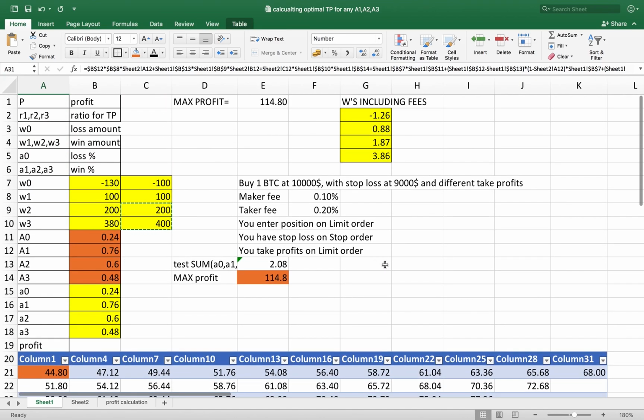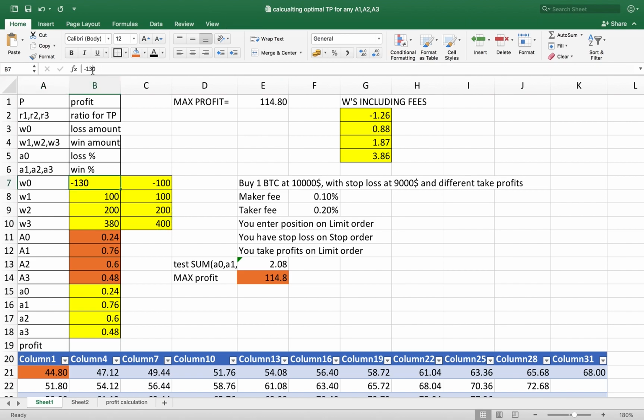And this is assuming that you're taking limit orders, which also implies that it's really important to take limit orders, not market orders. Because for instance, let's put a market order in, then you would actually lose 140, and when you gain, you would only gain 360.